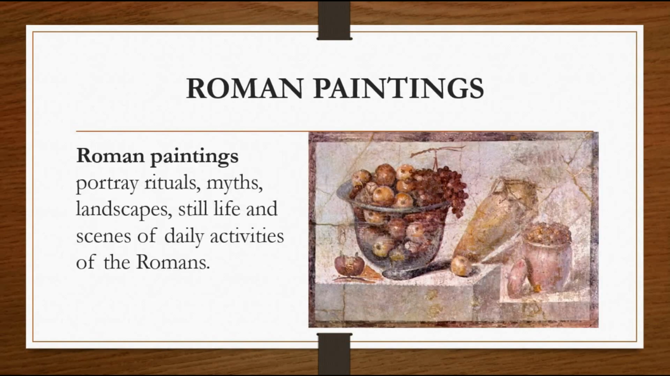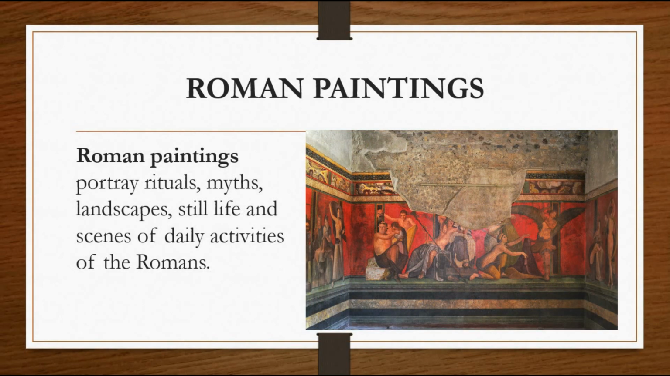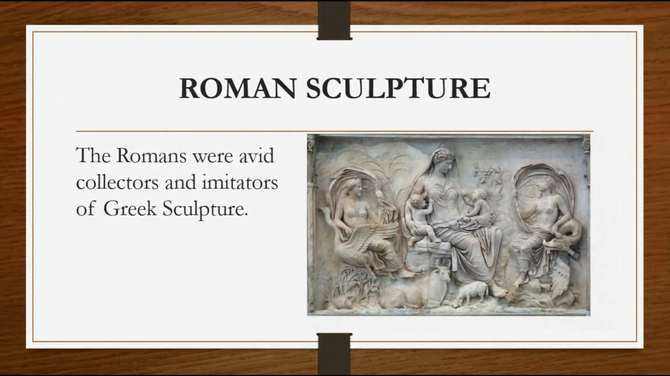We have the Roman paintings. These portray rituals, myths, landscapes, still life, and scenes of daily activities of the Romans. Here's one example of Roman paintings. We have the Roman sculpture.